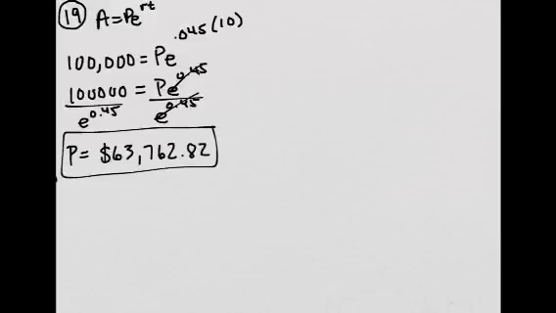You also need to figure out how much time to double. So 2 equals e to the 0.045t, because it's at 4.5%. And so natural log of 2 equals the exponent. So you divide by 0.045 on both sides.